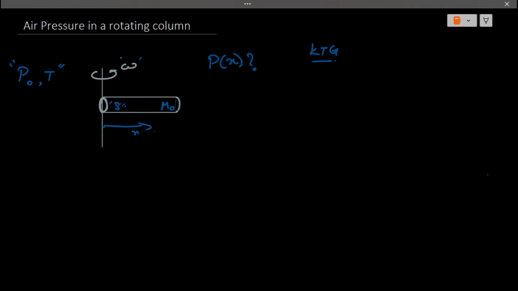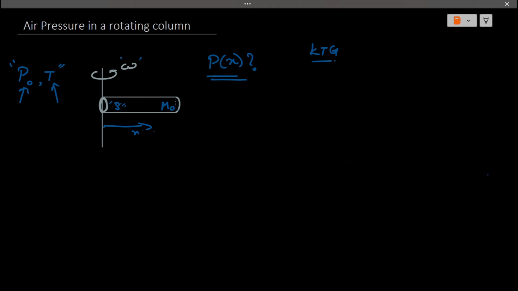Hi everyone. Today we have a question from KTG, Kinetic Theory of Gases. The scenario today is a rotating column of air, a hollow cylindrical column of air, which is rotating with an angular speed of omega. We need to find the pressure, which varies with the linear distance. We are provided with the external pressure as P naught and the external temperature as T.